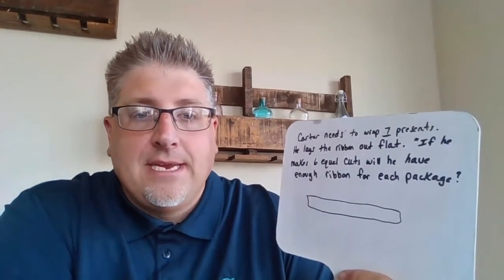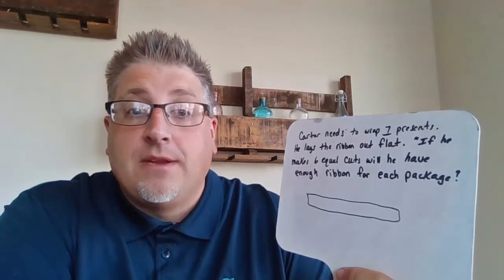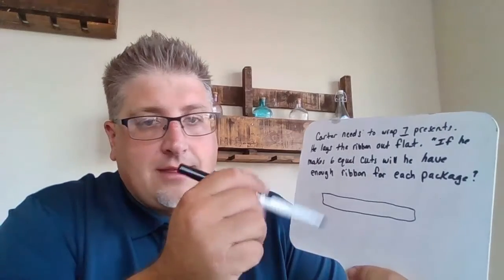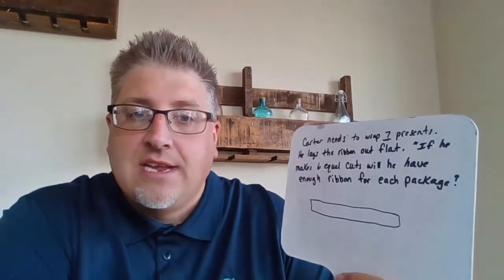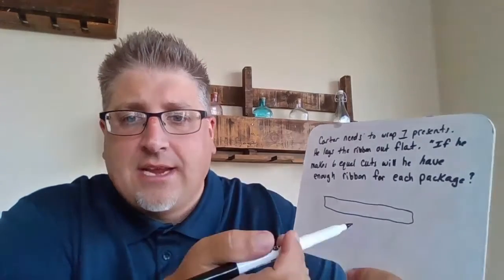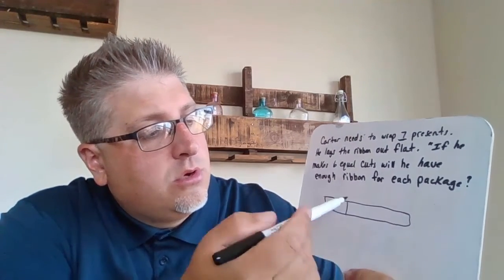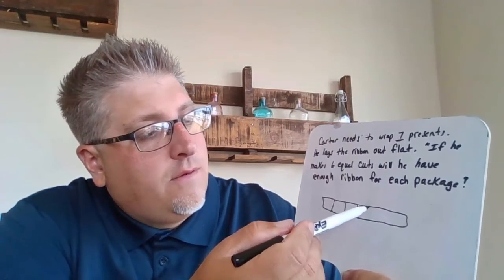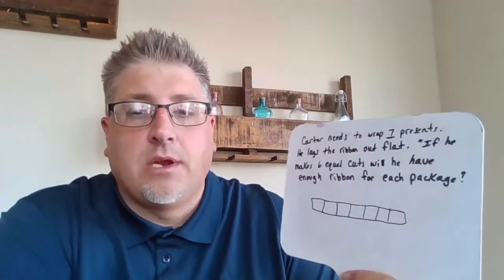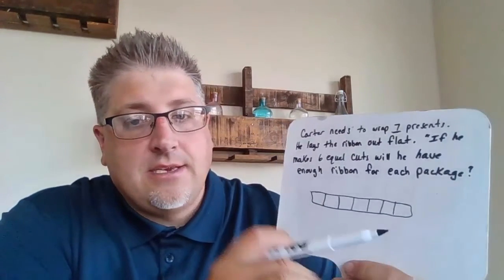So he's going to need 7 pieces of ribbon to put on 7 presents, okay? And he's going to make 6 cuts. So we're going to cut that ribbon 6 times, and we're going to see if that's enough ribbons for 7 presents, all right? So let's try to make 6 equal cuts here. So there's 1, 2, 3, 4, 5, and 6. There we go. We made 6 equal cuts. All right? Made 6 equal cuts.